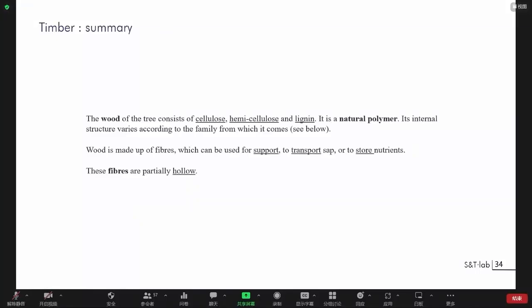So as a summary up to here, we have several components, and with carbon, oxygen, and hydrogen, we'll see that timber is a kind of natural polymer, a kind of plastic, which is interesting since you can associate a true plastic to this natural polymer. And we have also fibers that are hollow and transport sap and nutrients, which could be a problem for the durability of the timber.